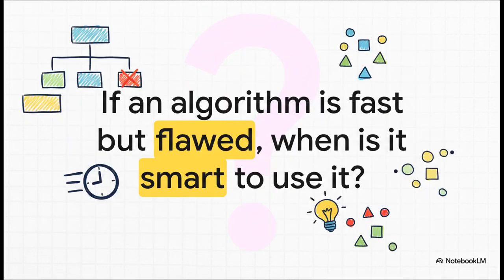And that leaves us with one final question to chew on. In a world full of incredibly complex and powerful algorithms, what's the place for something simple? If an algorithm is fast, but you know it's flawed, when is it actually the smart choice to use it? When is good enough truly good enough?